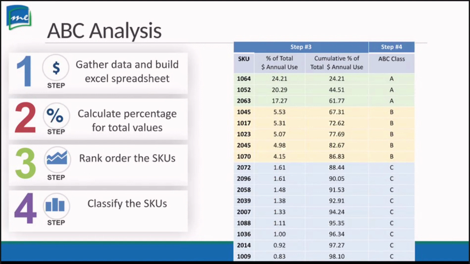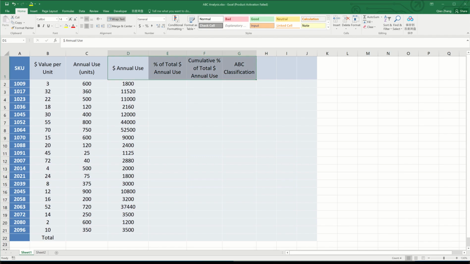Now let's take a look at how to use Excel to classify the SKU into different categories. So the first step, you need to connect all the data together. And after you know all the numbers here, like the values per unit, per SKU, and the total amount for each SKU, then you will be able to calculate the total dollar annual use.